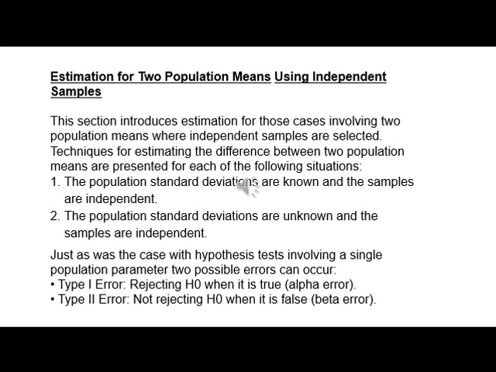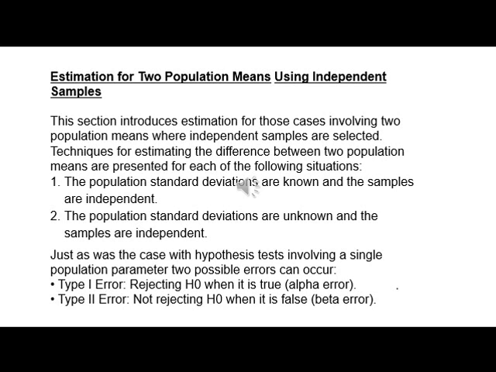Estimation for two population means using independent samples. This section introduces estimation for those cases involving two population means where independent samples are selected. Techniques for estimating the difference between two population means are presented for each of the following situations. 1. The population standard deviations are known and the samples are independent. 2. The population standard deviations are unknown and the samples are independent.